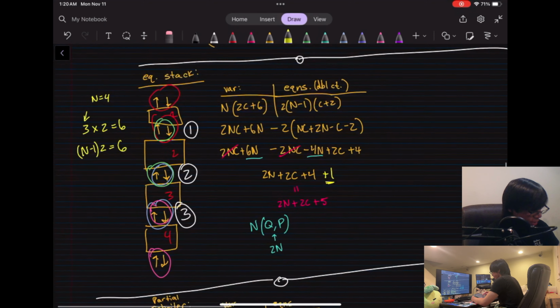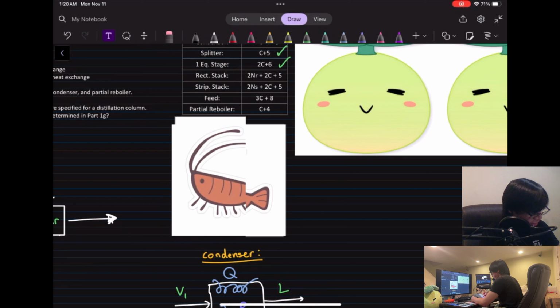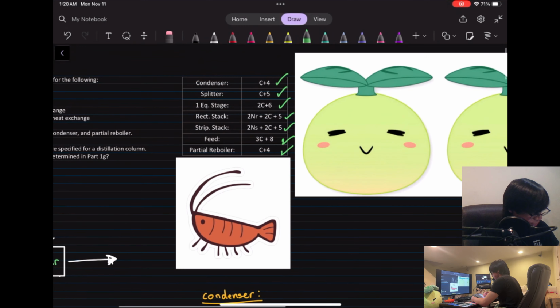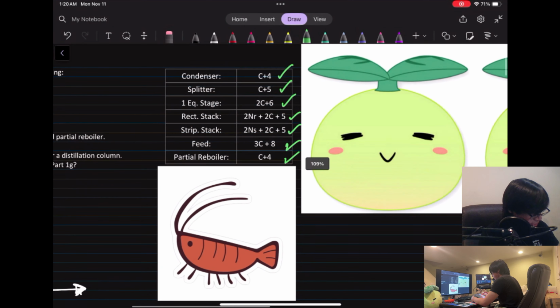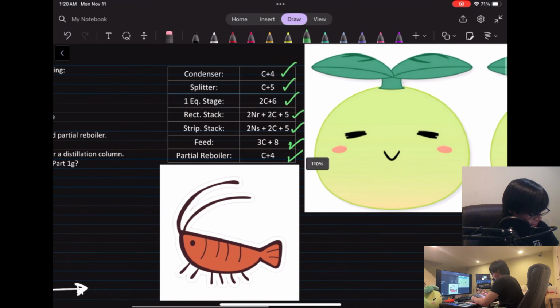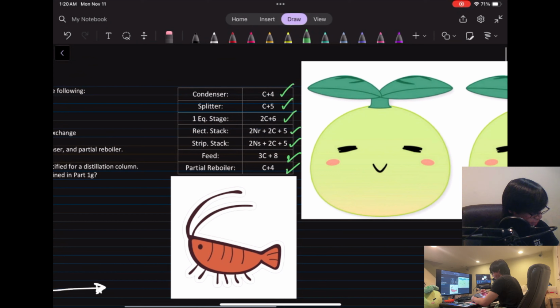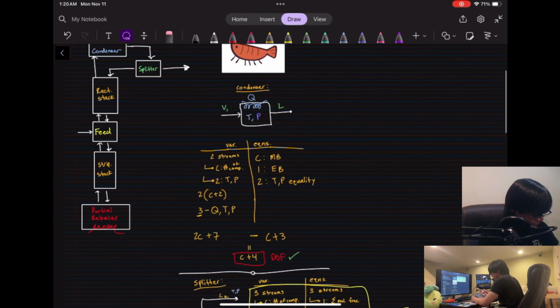I don't think I actually wrote this on my table, but it'd be nice if I did. Nope. Okay, well, there's a reboiler. C plus 4. Okay, so I think we actually have everything here. Honestly, I'm tempted to just copy this and add it all up. Since I already have it here, yeah, why not? Can I take this? I can. That's so cool.